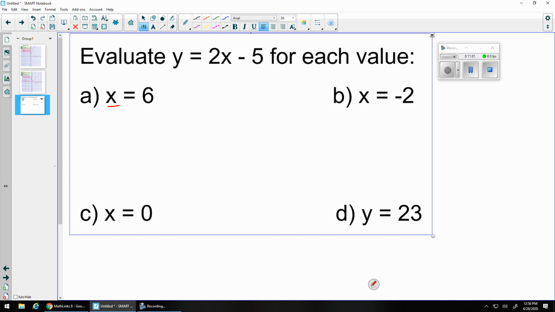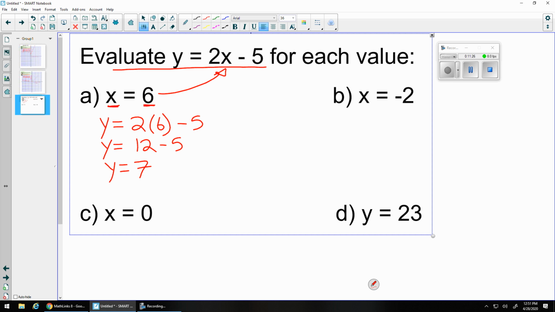So if x is equal to 6, let's evaluate y is equal to 2x minus 5. Well, if x is equal to 6, then y is equal to 2 times 6 minus 5. Well, y would be equal to 2 times 6 is 12, minus 5, so y is equal to 7. Okay, so whatever x is equal to, if they tell us that, we can just substitute that in for x.